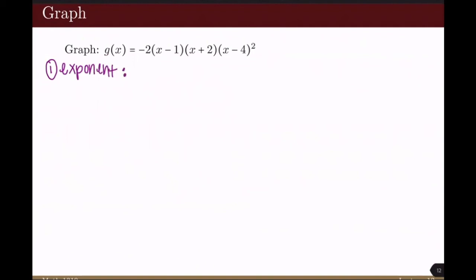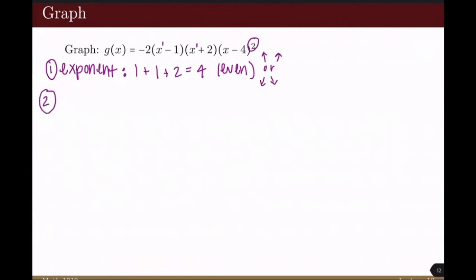So this is like x to the 1 here. This is also like x to the 1. And this has a squared out here. So it's going to be 1 plus 1 plus 2, which equals 4. So it has an even power, which means it's either going to be up and up, or it's going to be down and down. All right?